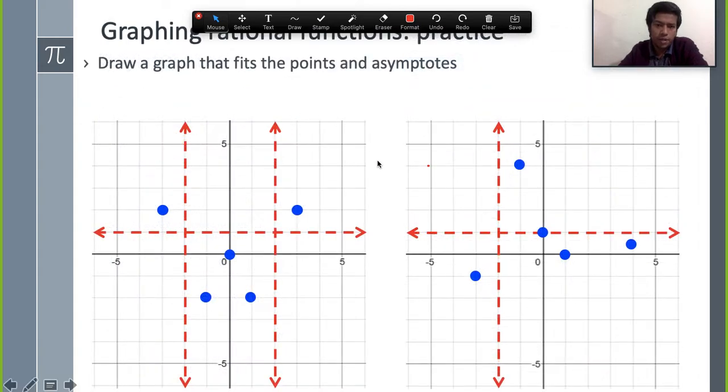Now we have some graphs here, some points, dots here, that we will have to draw. For the points on the left side, we will show you the solution of this part. The points on the right side, you will have to do on your own.